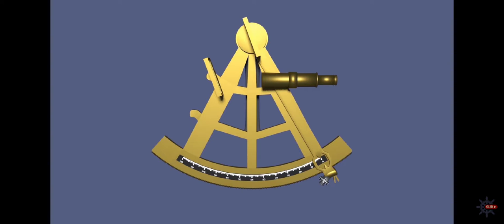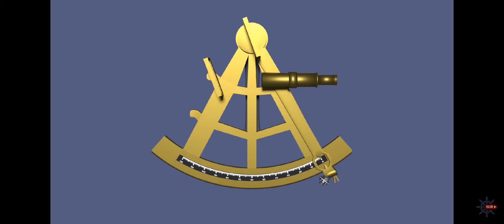Attached to the frame is an index arm. You take your measurement at the lower end of the arm. You can see that it lines up with the scale, so you can read off your actual measurement. At the bottom of the index arm is a vernier scale and micrometer drum. These are used along with the main scale to get a very precise measurement.